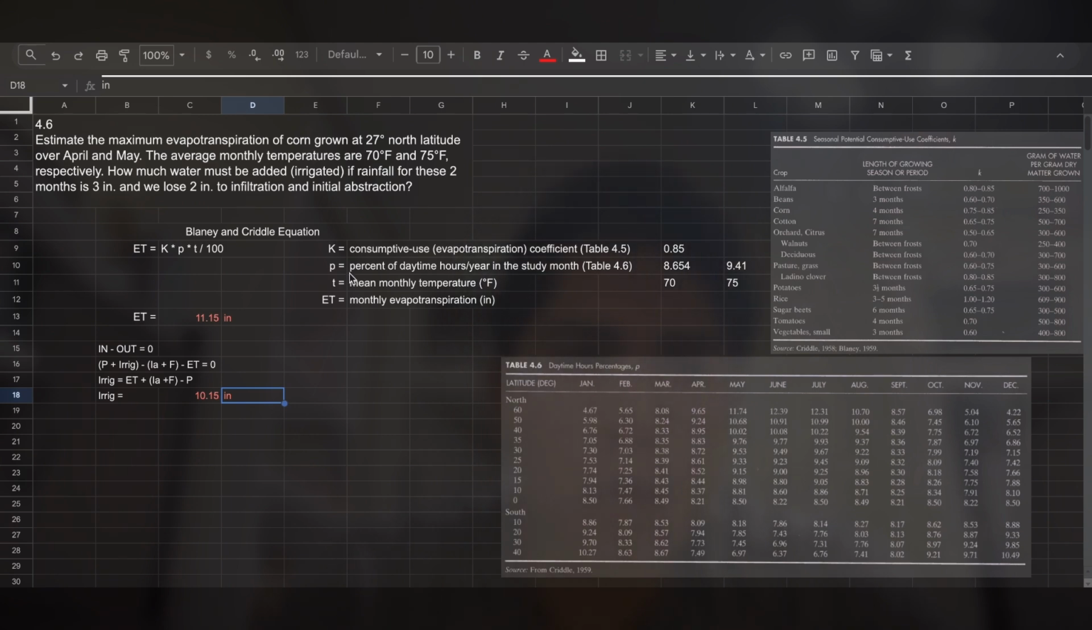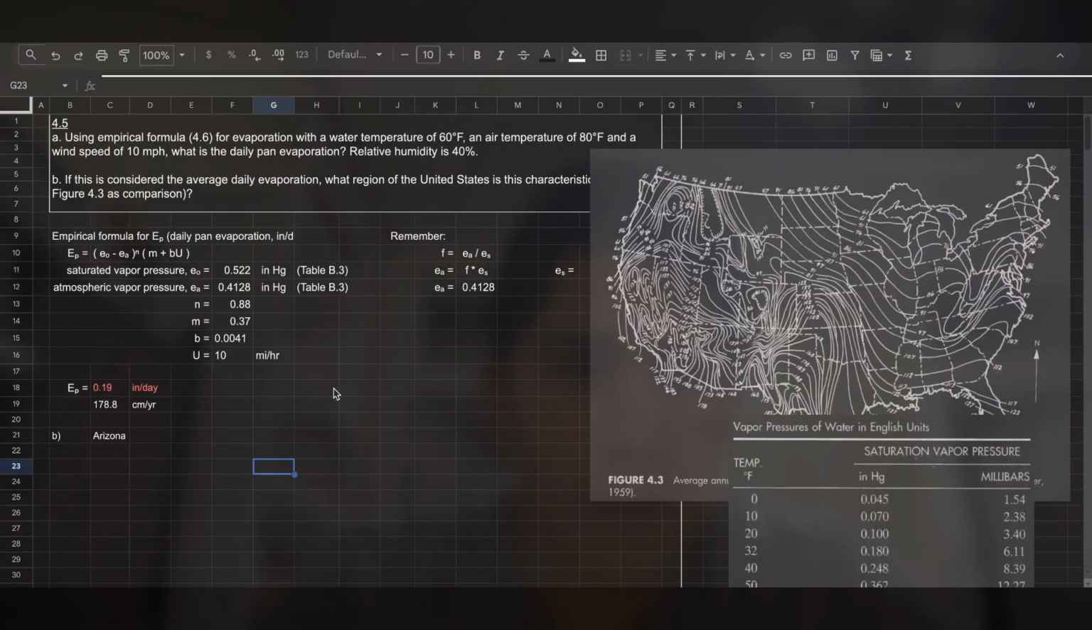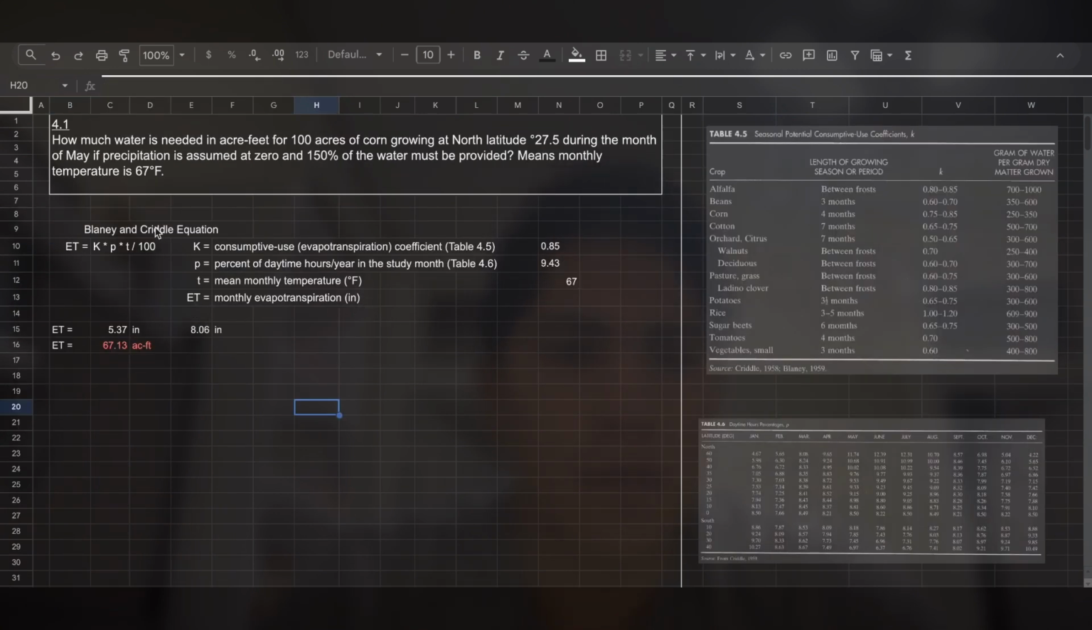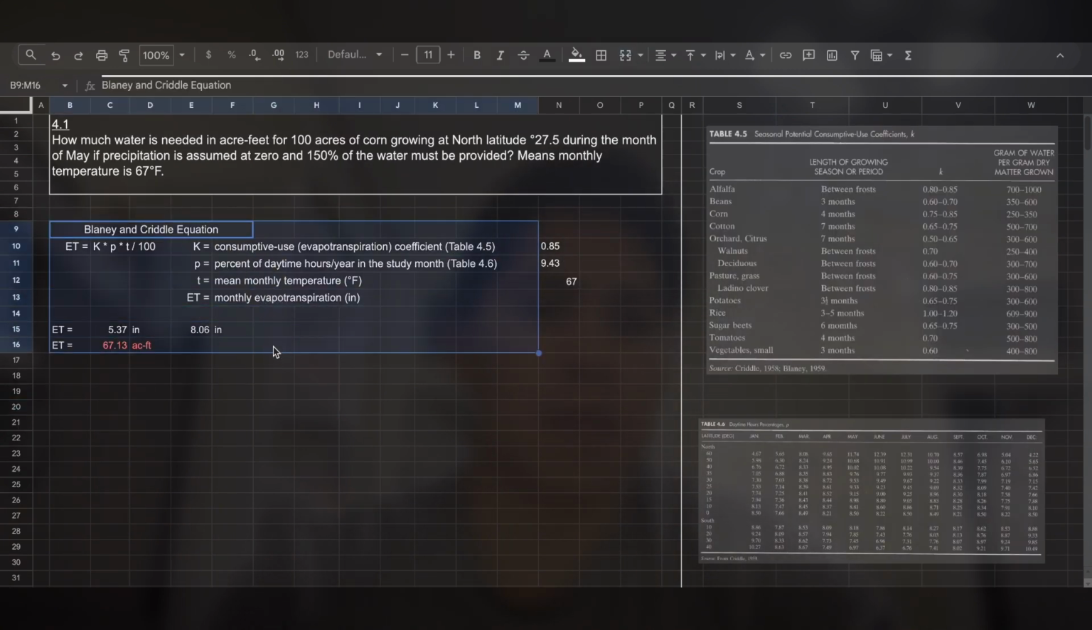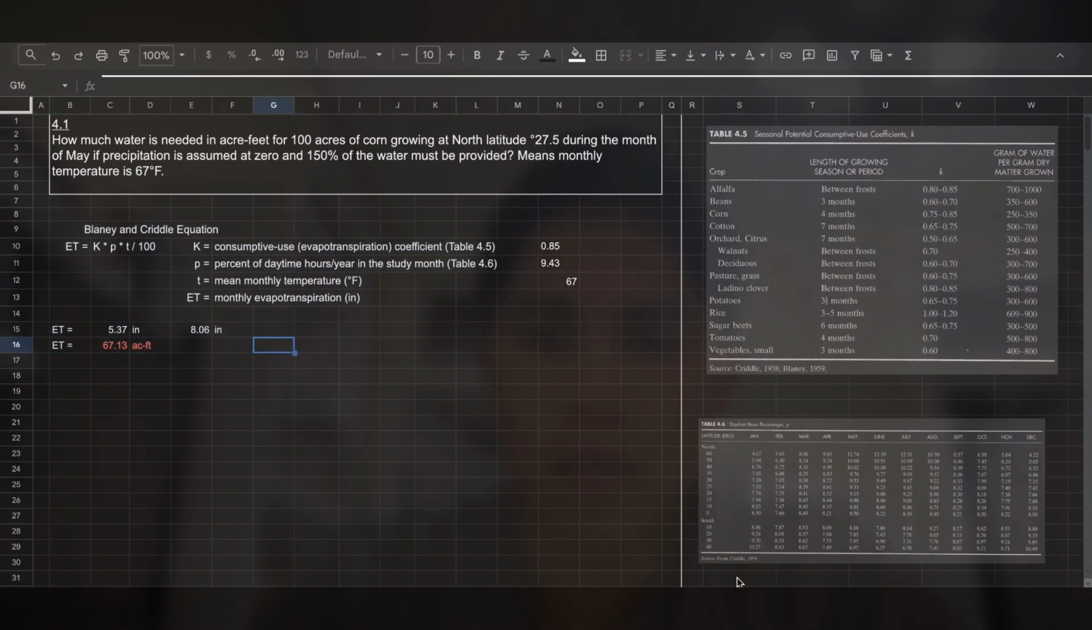So yeah, this is how you use the Blaney and Criddle equation, the empirical formula, and again, in this part here, we also use the Blaney and Criddle equation, but for only 1 month. So I hope this video was helpful for you. Good luck solving for these problems.